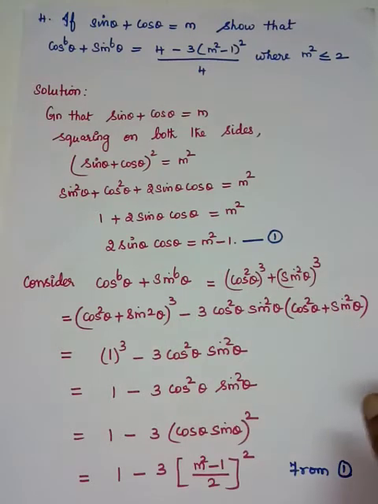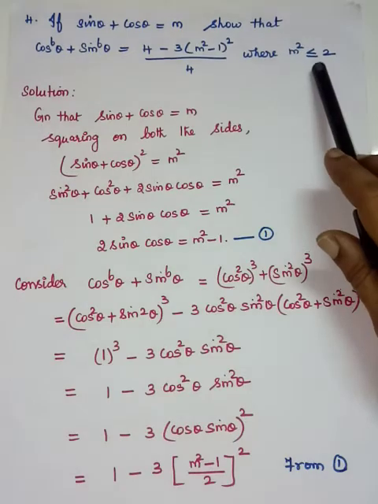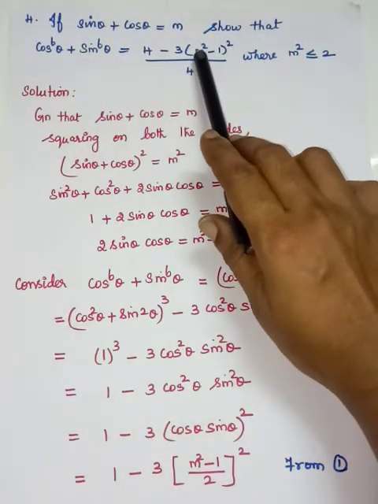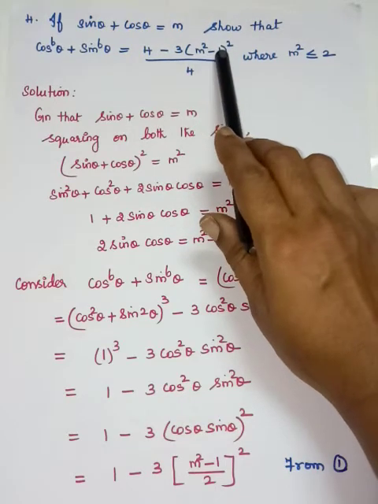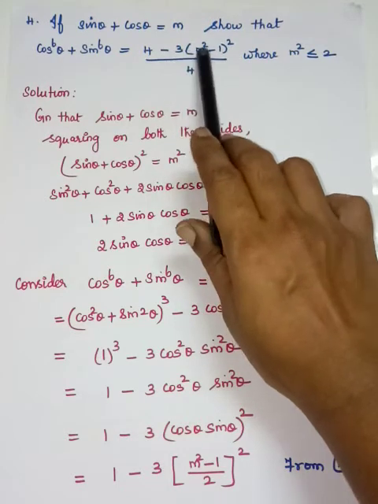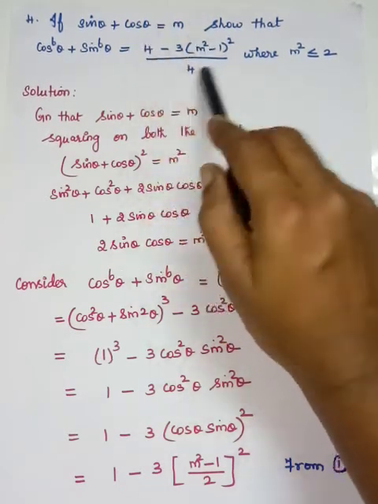Okay, and the fourth one: if sin theta plus cos theta is equal to m, show that cos power 6 theta plus sin power 6 theta is equal to 4 minus 3 into (m squared minus 1) the whole squared by 4, where m squared is less than or equal to 2. So suppose m squared is greater than 2, here I am writing m squared is 3. What is 3 minus 1? 3 minus 1 is 2. 2 squared is 4. 3 fours are 12, so this term is negative.